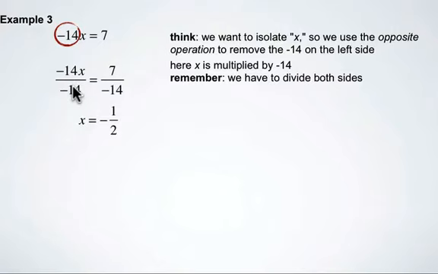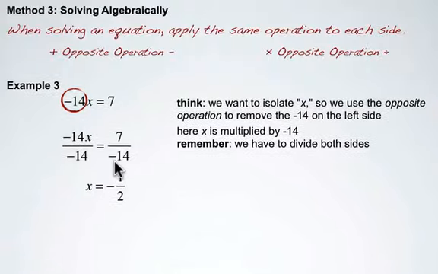Negative 14 divided by negative 14 is positive 1. We've isolated the variable. 7 goes into itself once, and 14 twice. So this is a fraction because we can't really do the division, so we reduce it to lowest terms. And when you have a positive divided by a negative, the answer is negative.